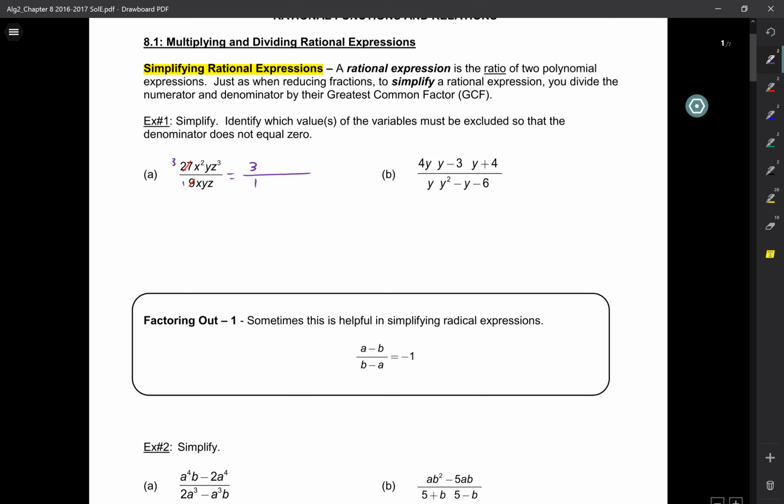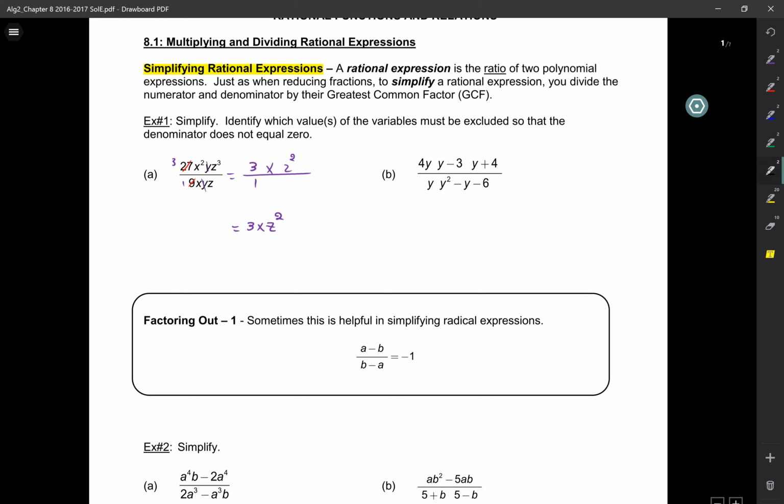Okay? Now, what about the x's? I have 2 on top, 1 on the bottom. How many will be left over? 1 on the top. And what about the y's? They go away. And what about the z's? 2 on top. And since I don't have anything left on the bottom, it'll be just 3x z squared. You've done this in Algebra 1. So at this point, we're not really learning anything new. It's just a review. Okay?